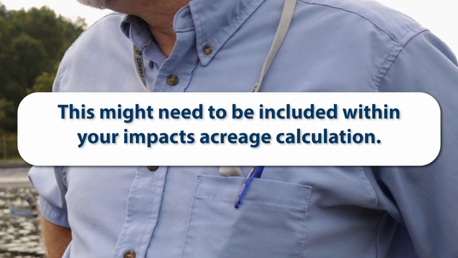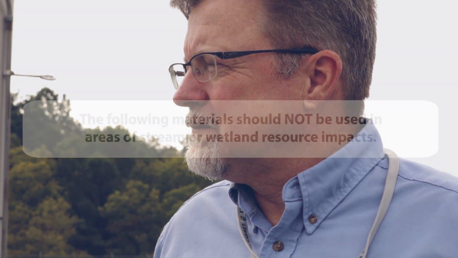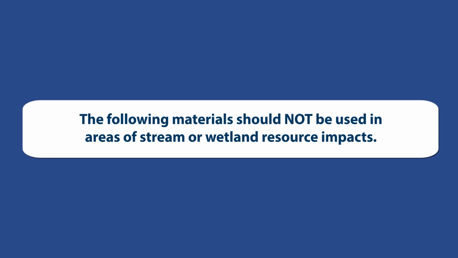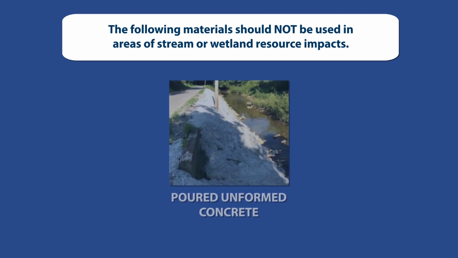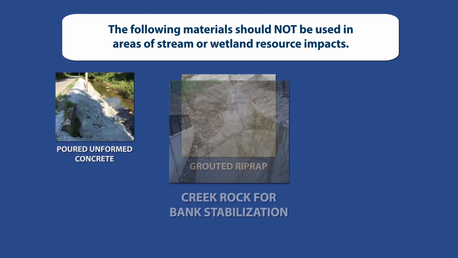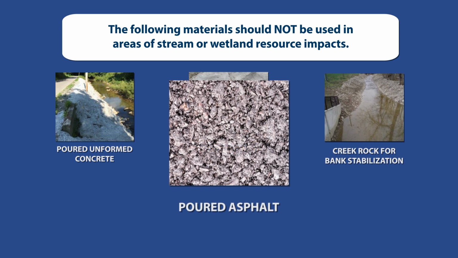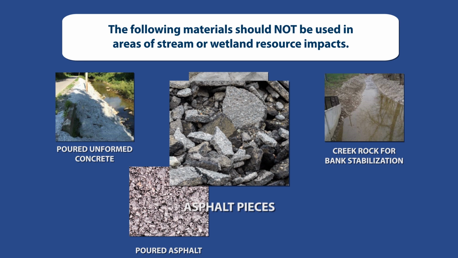The Kentucky Division of Water allows for wide flexibility in proposed project design. However, the following should not be used in areas of stream or wetland resource impacts: poured unformed concrete, grouted riprap, creek rock for bank stabilization, poured asphalt, or asphalt pieces.